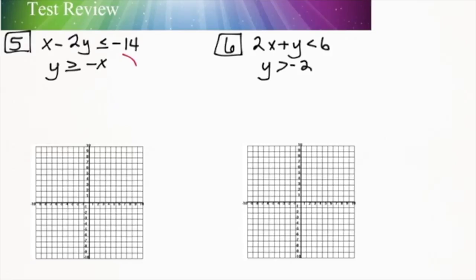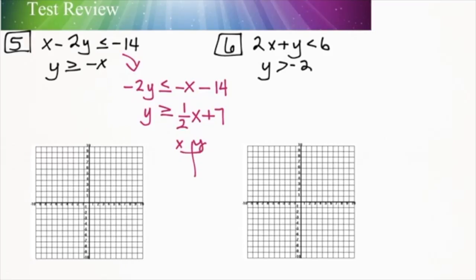Okay, so for number 5, I'm going to go ahead and solve for y on the first equation. So I'm going to subtract x on the other side, and then I'm going to divide by -2. So y divided by -2 means I flip the inequality sign. And a negative divided by negative is going to give me 1/2 x, and -14 divided by -2 is going to give me +7.